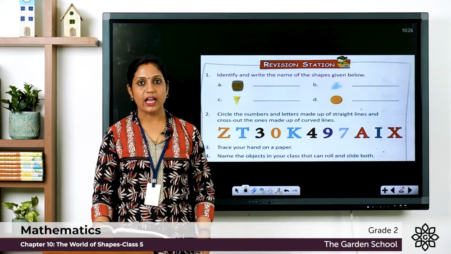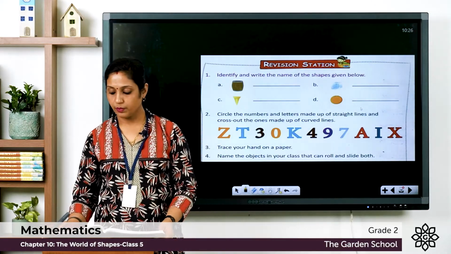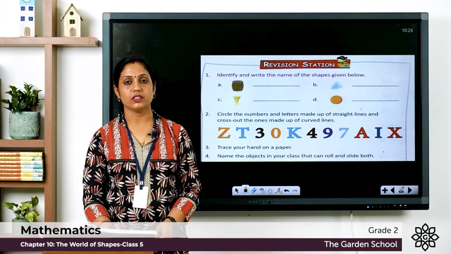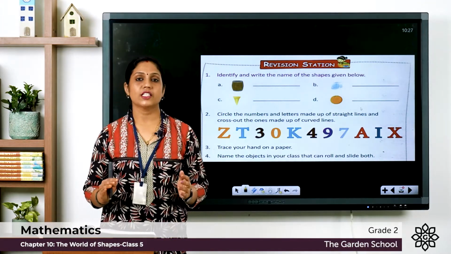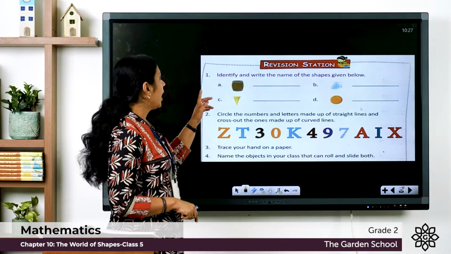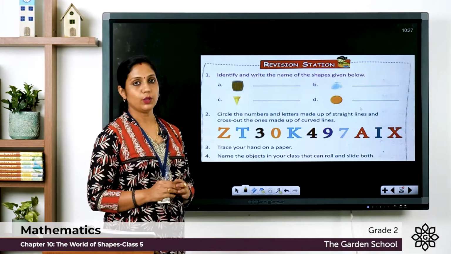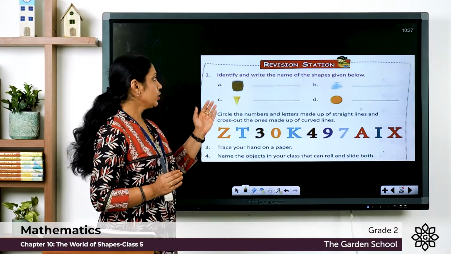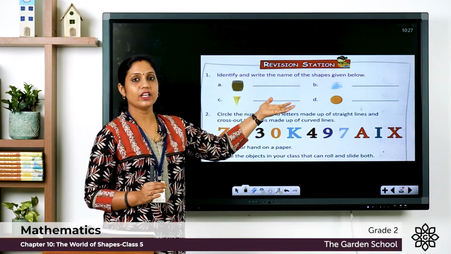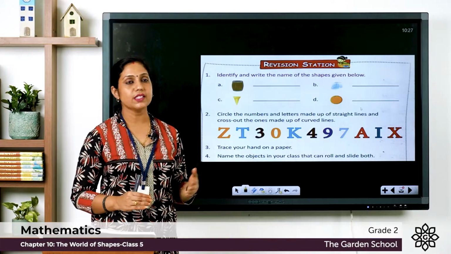The next we have Revision Station, page number 150. So let's start doing that. Now let's look at the first question. Identify and write the names of shapes given below. So you can see some objects are given here. We have to find out which shape it is and write here.